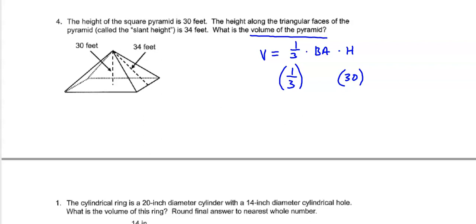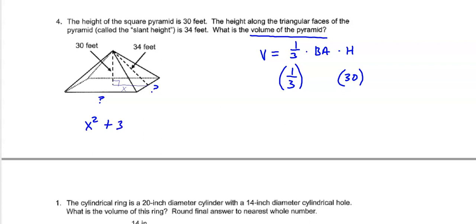So it's a square, but I've got to figure out what these two numbers are. And basically what I'm going to do is connect a line from the center to the edge. I'm going to make a right triangle because that's exactly half of the side length. So if I call that x, I can do the Pythagorean theorem.